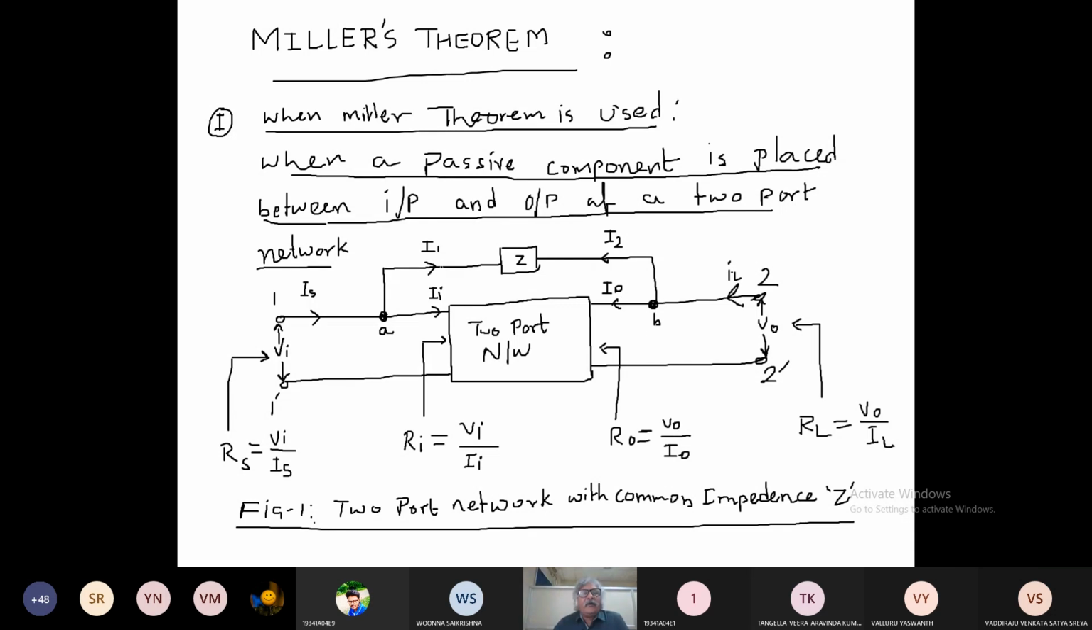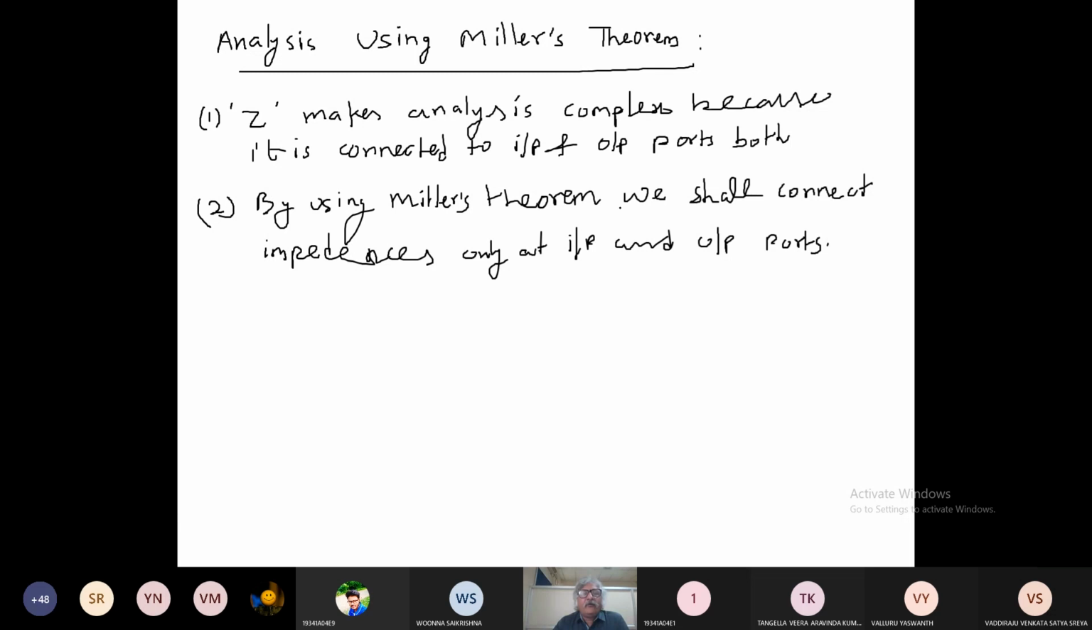So the thing is, Miller theorem is used when a passive component is placed between input and output of the two-port network. This will give us the trouble. So what we have to do, we have to remove this Z and connect a new impedance only at the input side and output side.